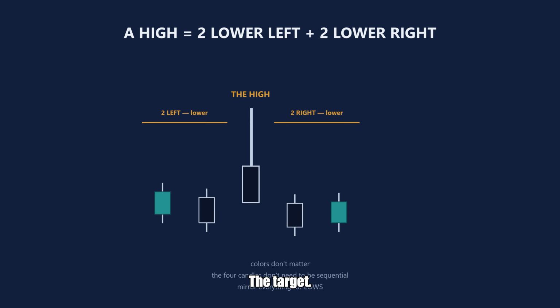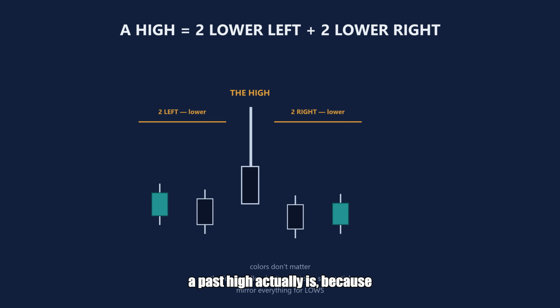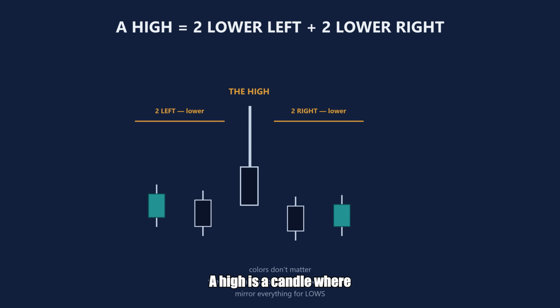Step 5, the target. First, you need to know what a past high actually is, because the method defines it with surgical precision. A high is a candle where 2 candles to its left and 2 candles to its right are lower than the center candle's wick. That's it. The colors don't matter. The 4 candles don't even need to be sequential. Gaps and overlaps are fine. 2 lower on each side. That wick is a high.